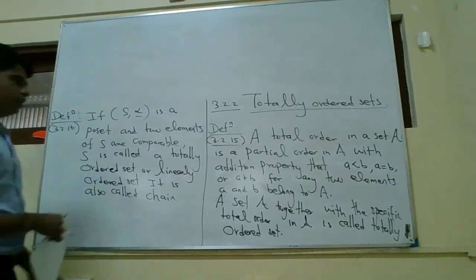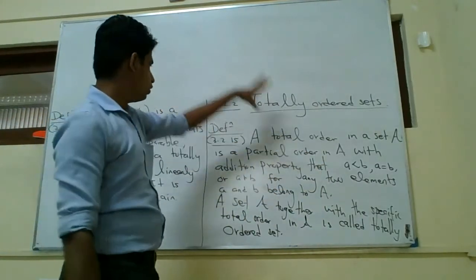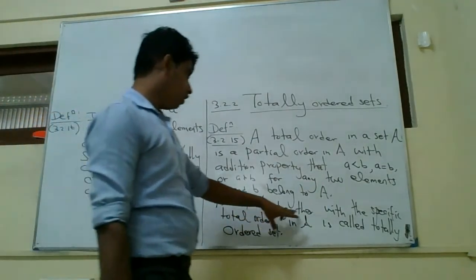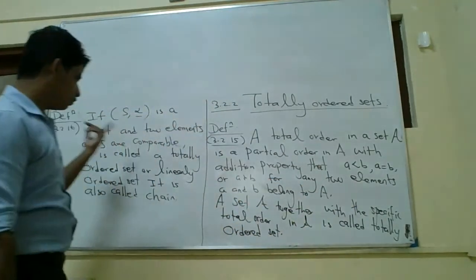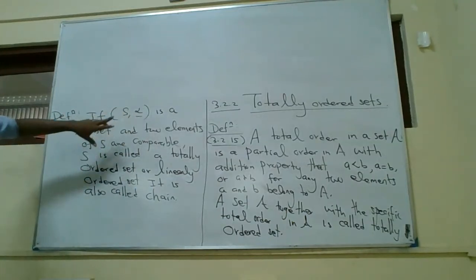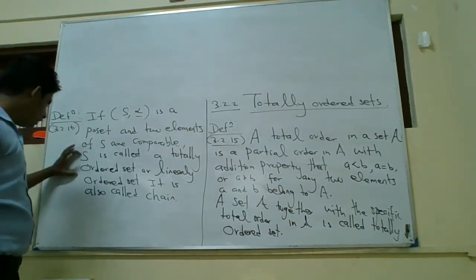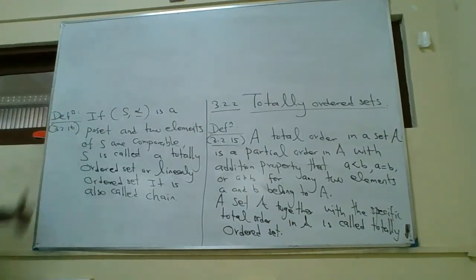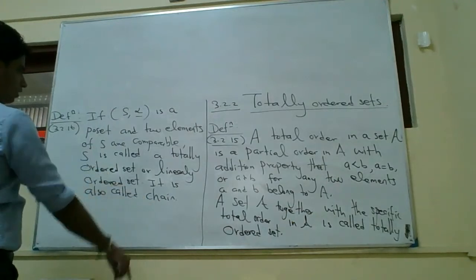A total order in a set A is a partial order in A. This definition mentions total order. A set A together with a specific total order in A is called a totally ordered set. Here the totally ordered set is S, because (S, ≼) is a poset and any two elements of S are comparable. Therefore it is a totally ordered set, and another name for it is chain.